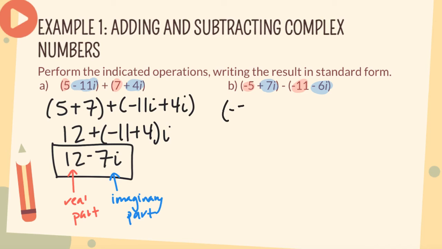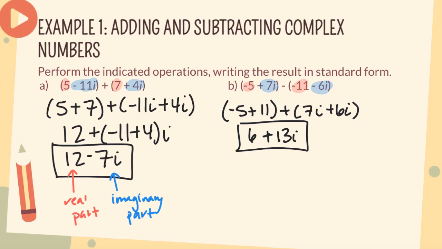So we have negative 5 minus negative 11, which would become plus 11. And then 7i minus negative 6i, which would become plus 6i. So this part becomes 6, and then this part becomes 13i. And now we can see that this is the real part, and this is the imaginary part.